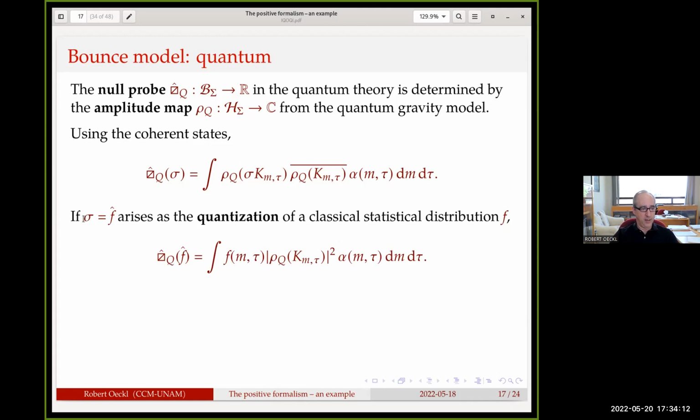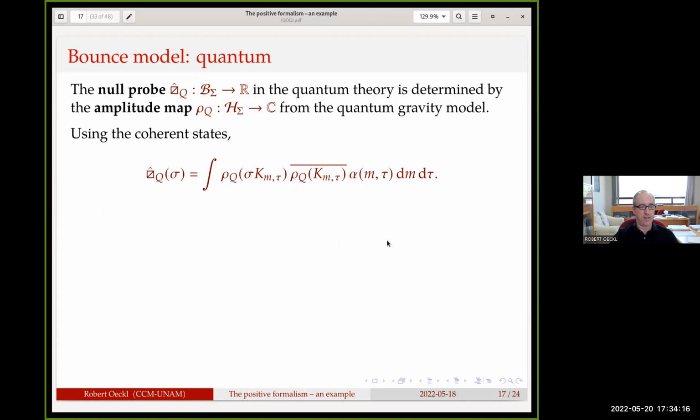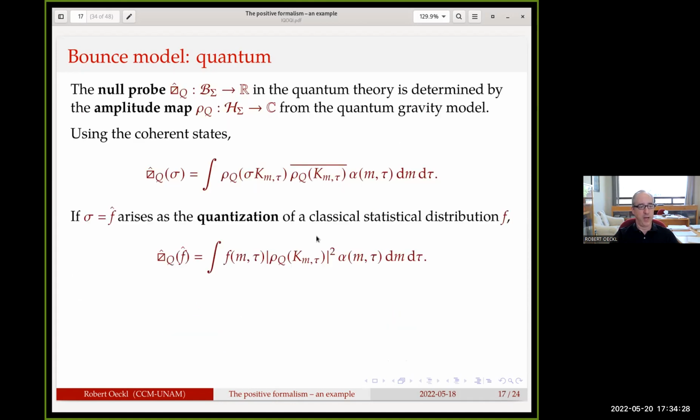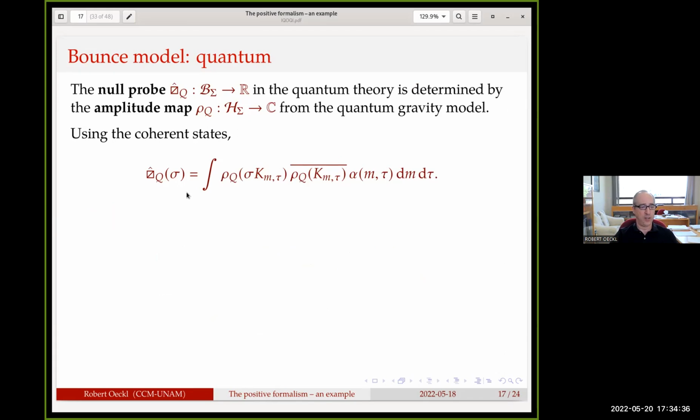So on the right-hand side, as I said, I'm using this to insert a function on the classical phase space and convert this to a quantum operator. So if I combine this with this probe, this probe will be applied to the quantum operator that comes out here.